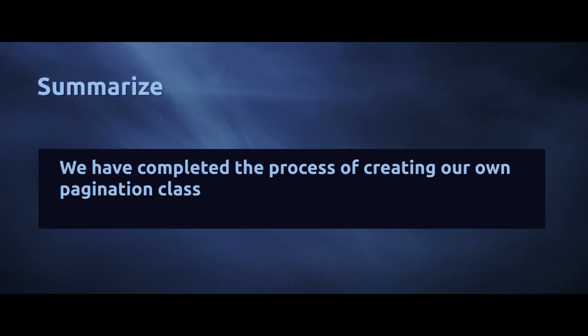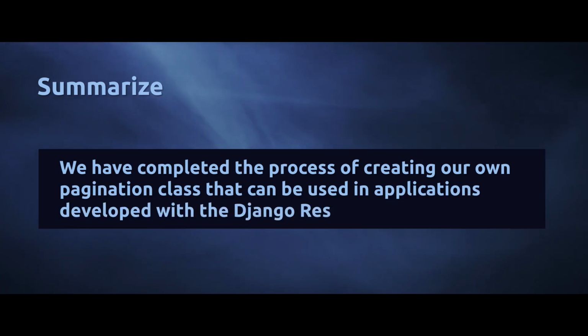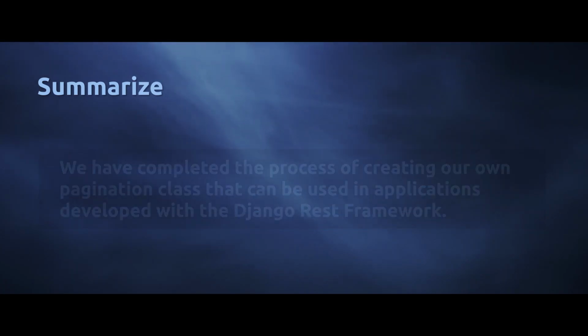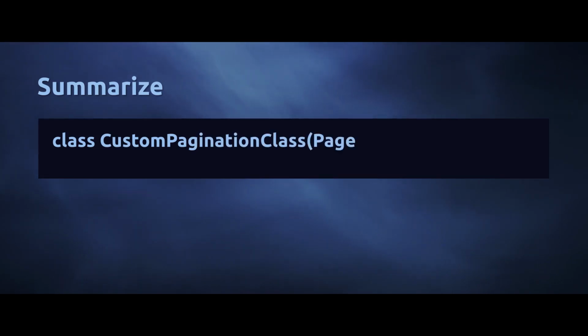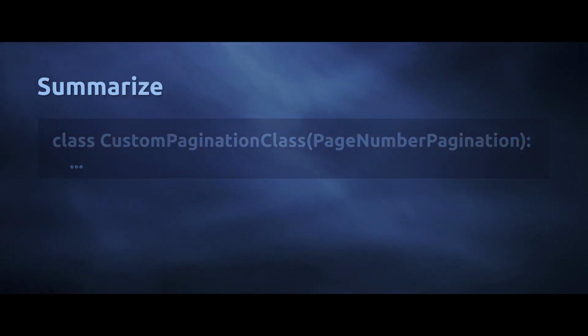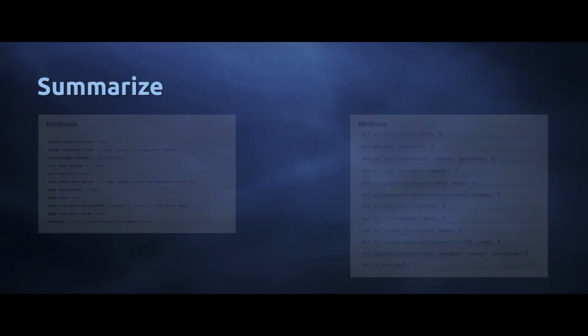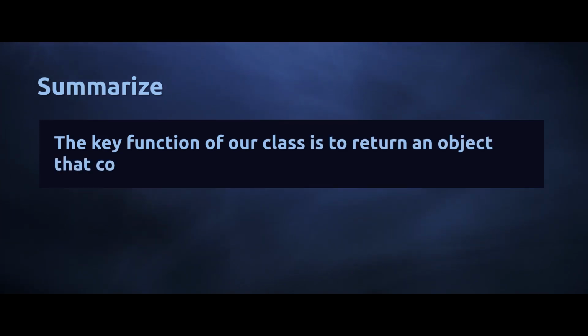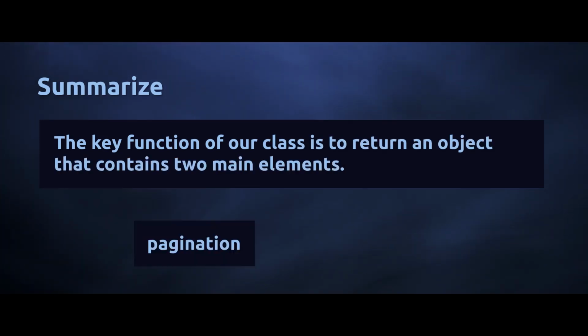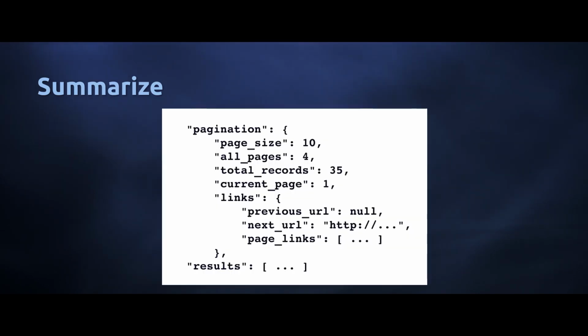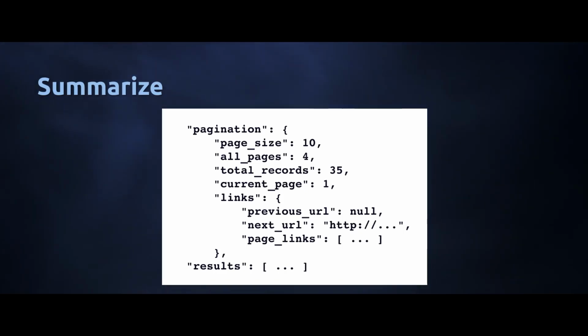In this tutorial, we have completed the process of creating our own pagination class that can be used in applications developed with the Django Rest Framework. Our class is based on inheritance from DRF's PageNumberPagination class, which allows us to access all the attributes and methods of the base class. The key function of our class is to return an object that contains two main elements, pagination and results. This structure provides simplicity in the use of the received data, allowing us to easily pass the complete pagination object to the pagination component of the front-end application.